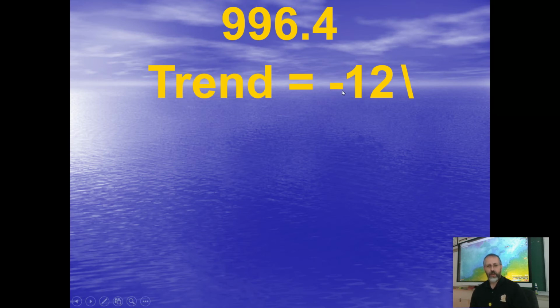So it means it's gone down in the last 3 hours. So 3 hours ago, it was higher than it is now. It's gone down, and what this stands for is 1.2 millibars. And the line on the end is not always there, but in this case, it starts high, it goes low. So that tells you it's steadily decreasing.